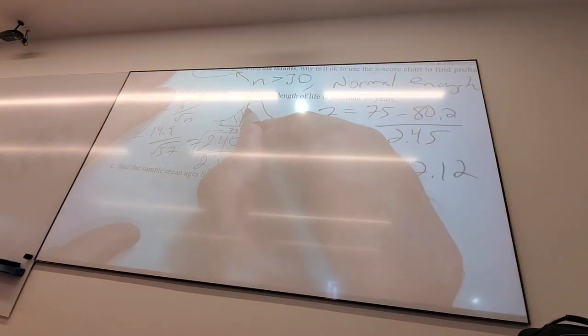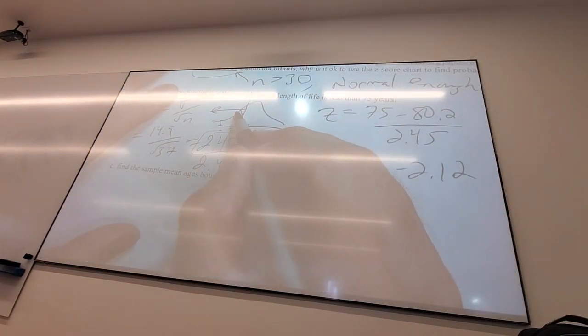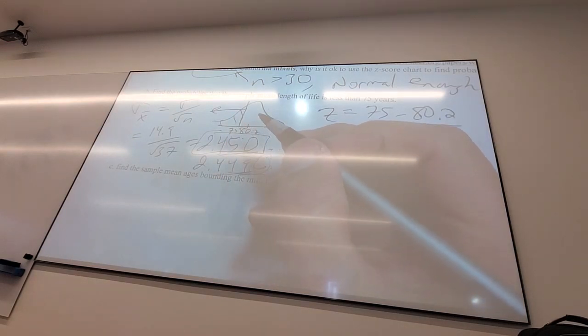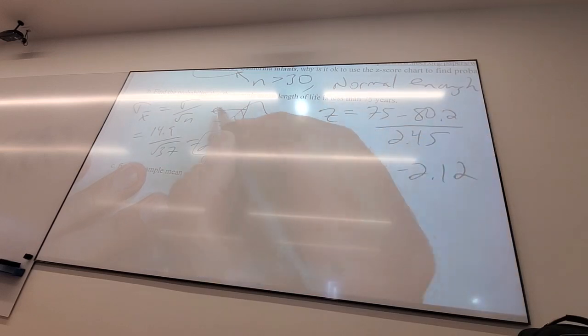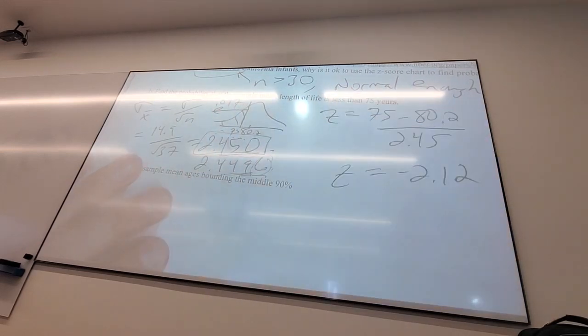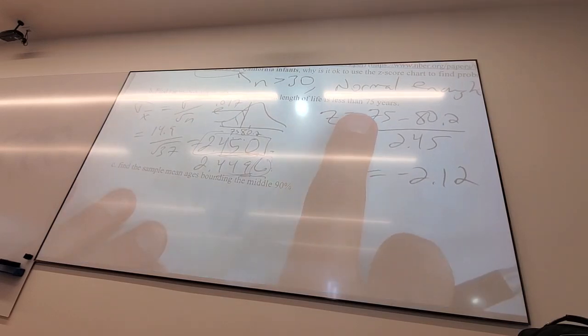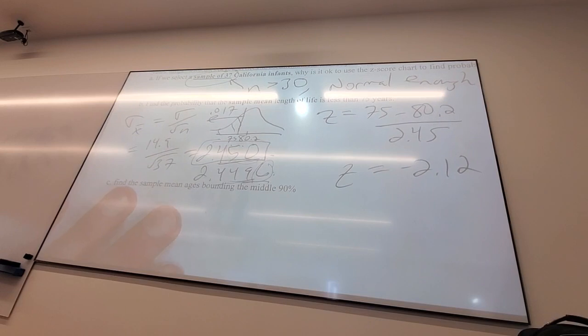So what did you guys get when you looked up negative 2.12? Yeah, 0.017. So like a 1.7% chance of somebody living less than 75 years.